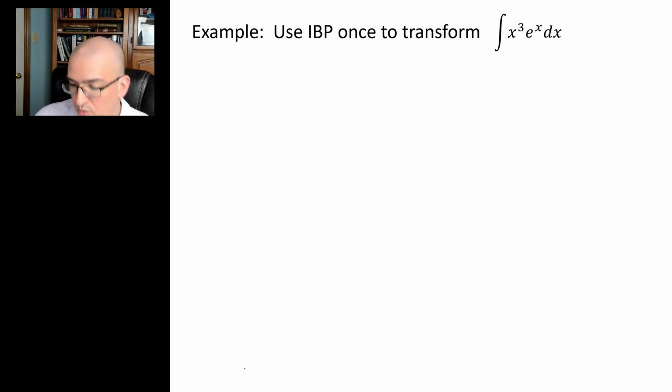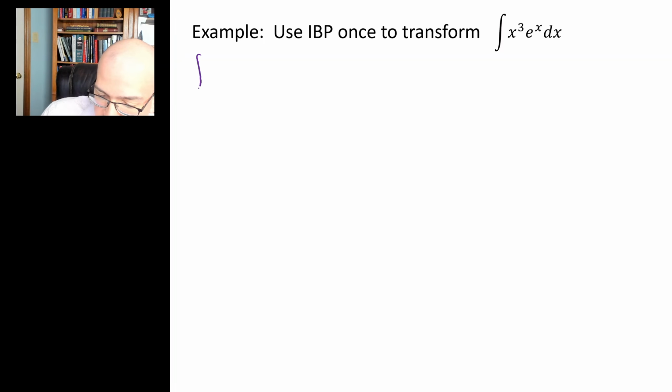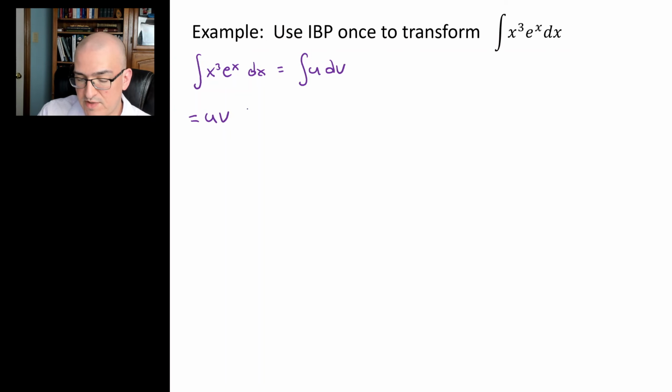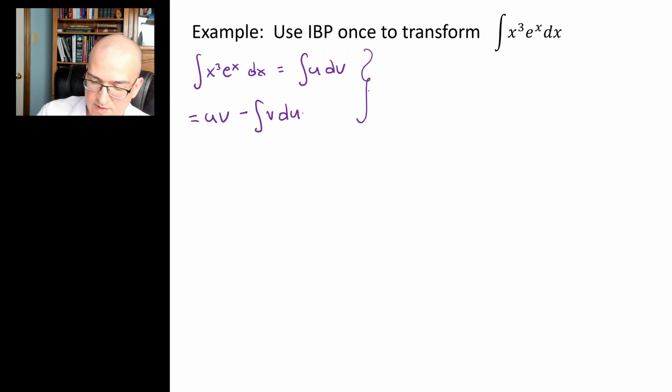Here's an example where we're asked to use integration by parts only once, to use one so-called cycle of integration by parts, so to not fully solve the antiderivative. I'm going to write the first step of this, which is recognizing that x cubed e to the x integrated, if we're using integration by parts, then this thing here is equal to the integral of u dv. And the integration by parts formula says that I can rewrite the integral of u dv as uv minus the integral of v du. So that's IBP.